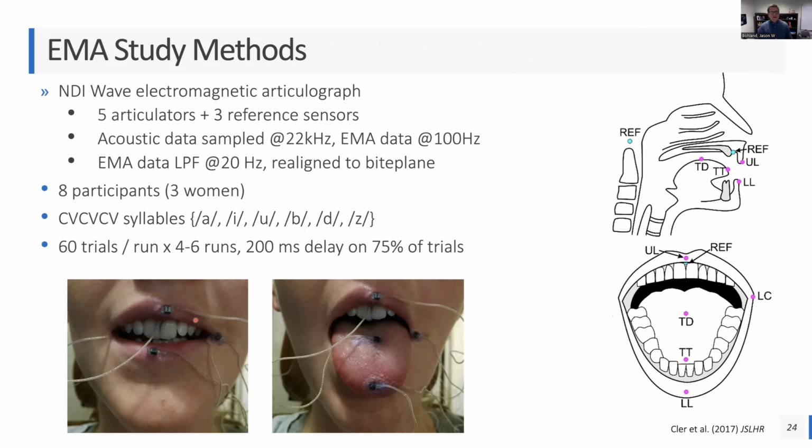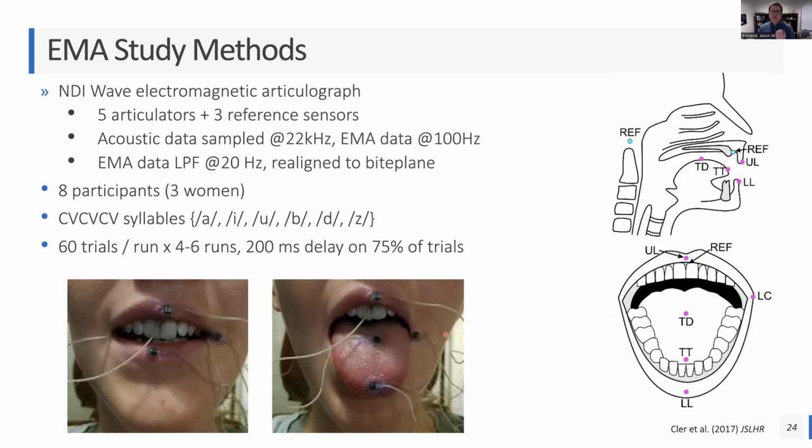With electromagnetic articulography, we use an NDI Wave, Northern Digital Wave, and we attach sensors to the lips and tongue, and we measure movements at a sampling rate of 100 hertz in this case. We simultaneously measure the acoustics, same kind of paradigm. Participants are producing these CV sequences, but we limited the delays to just one 200 millisecond delay or 0, normal feedback. And the delays happen on 75% of the trials in this experiment, because we wanted to elicit a lot of errors so that we could take a good look at those.